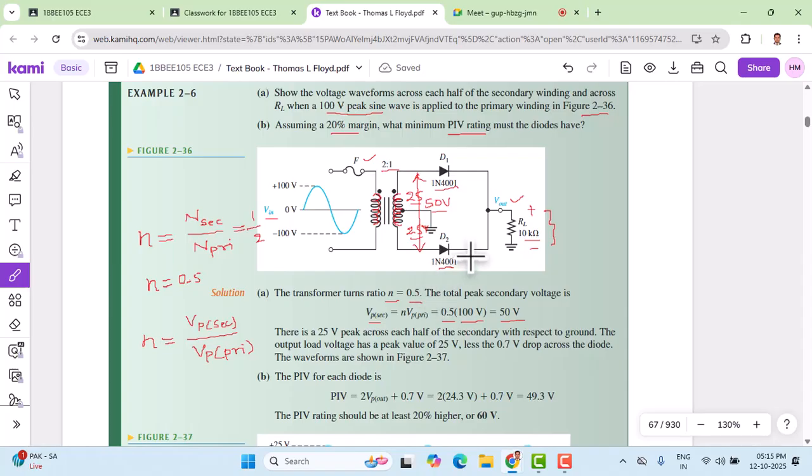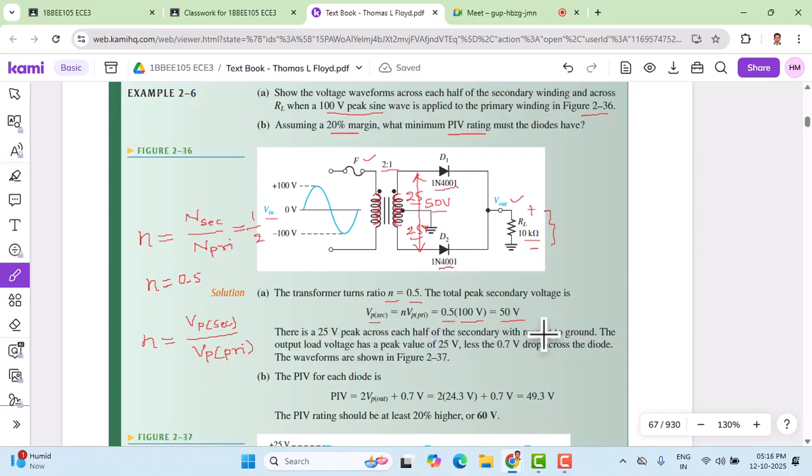So let us now consider this upper part of the voltage and calculate, because here we have positive and negative half cycles. The polarity will change accordingly in the secondary of the transformer. What is given in the problem? The problem asks us to show the voltage waveforms. We need to draw the voltage waveforms across each half of the secondary winding, and across RL. So when 100 volts is applied, we need to find out the voltage across this. There is 25 volts peak across each half of the secondary.